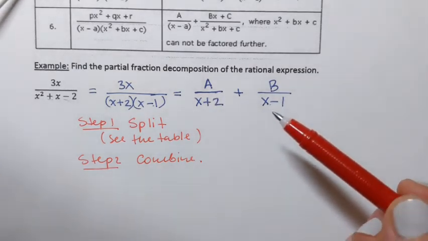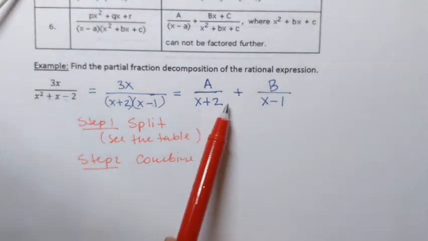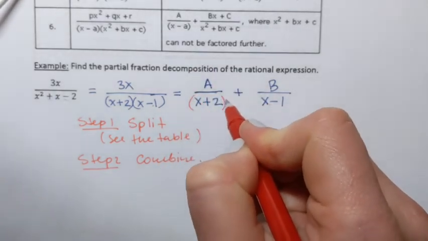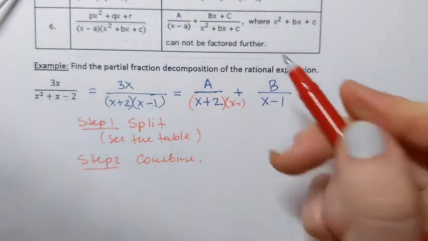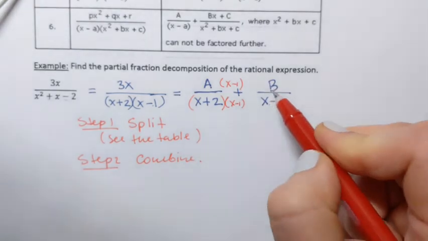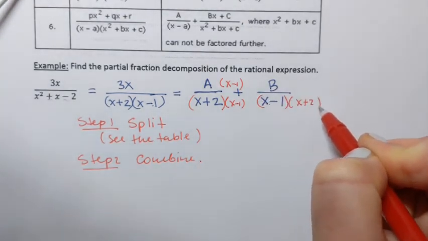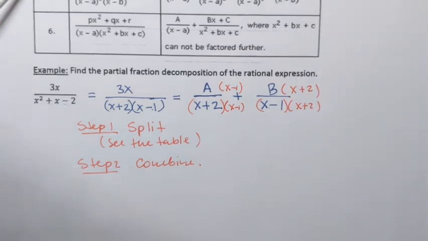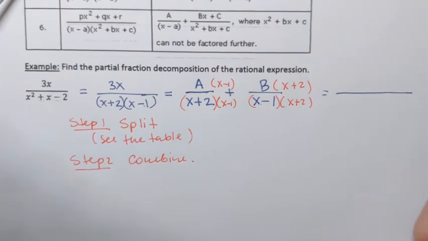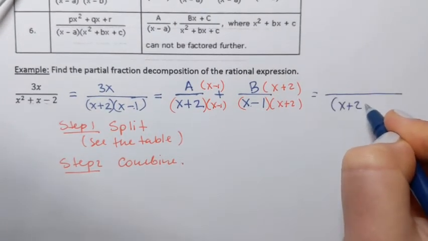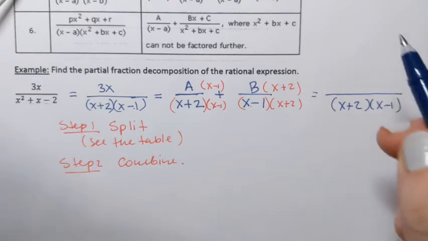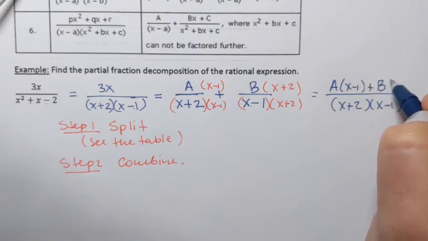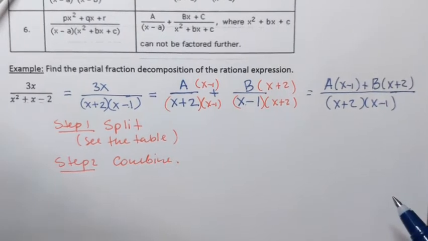They have to have the same denominator, which means I have to multiply to get the LCD, right? The LCD will be the product of those two. So the first fraction is missing x minus 1, so I multiply on the bottom and on the top. And the second one is missing x plus 2, and I'm multiplying on the bottom and on the top. Well, then I'll continue. The denominator is now x plus 2 times x minus 1, but the numerator is a times x minus 1 plus b times x plus 2, right?